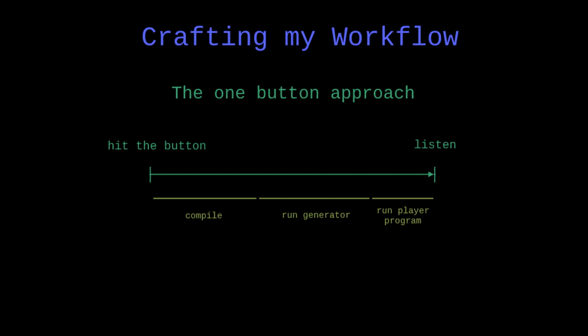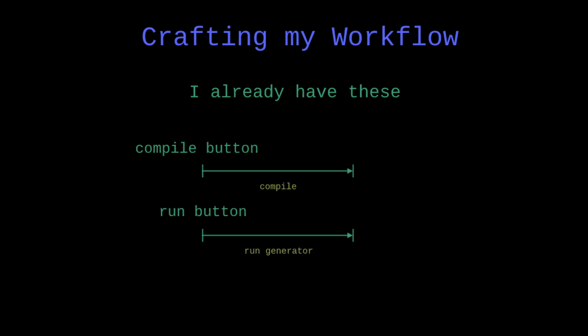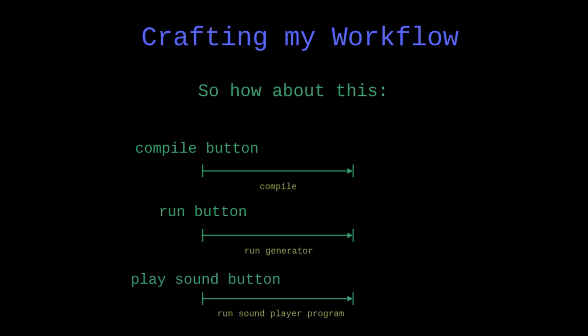Of course, I can't actually skip the build and run the generator steps. Those have to happen in order to get the sound in the first place. But I already have the workflow broken out into two steps that happen on separate buttons. So I have a build and I have a run the generator button on my workflow already. So instead of making one button that combines it all, which is what I had originally thought I wanted, it makes a little bit more sense to just add a third button that just plays it.